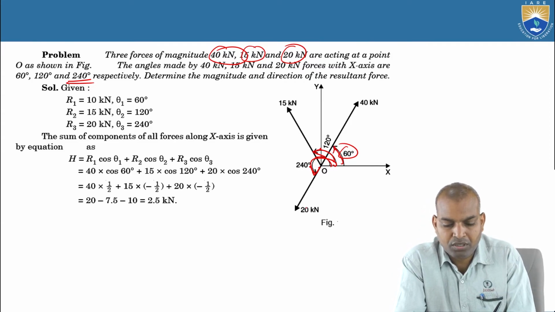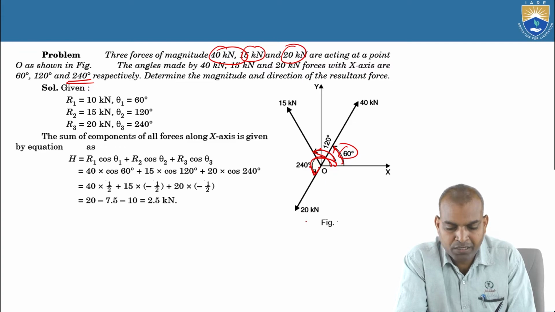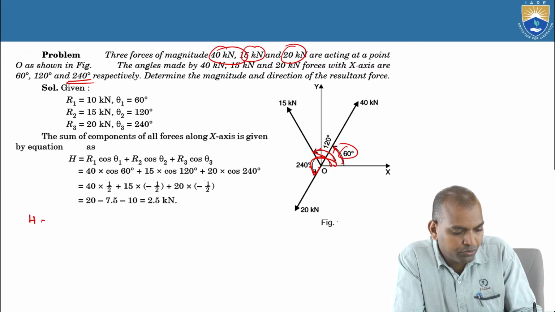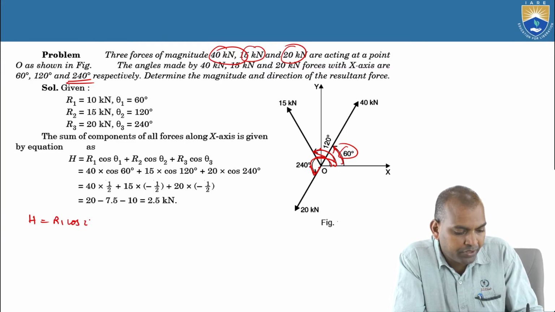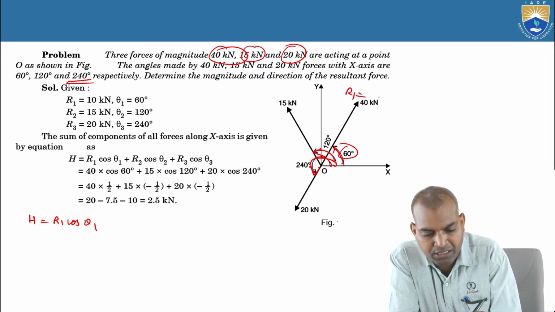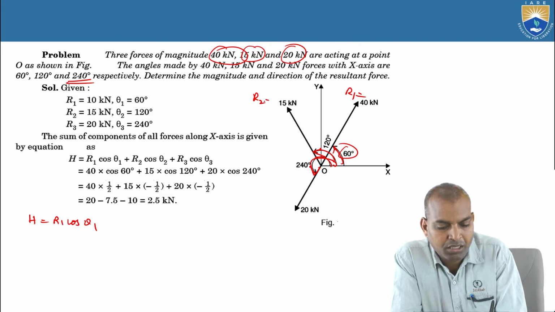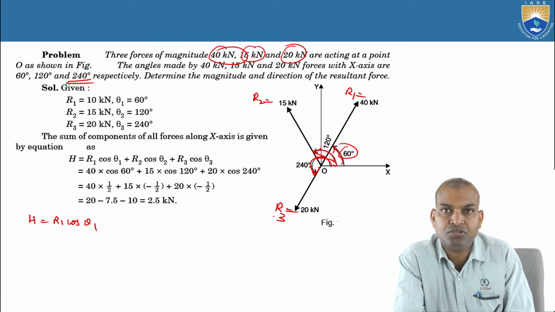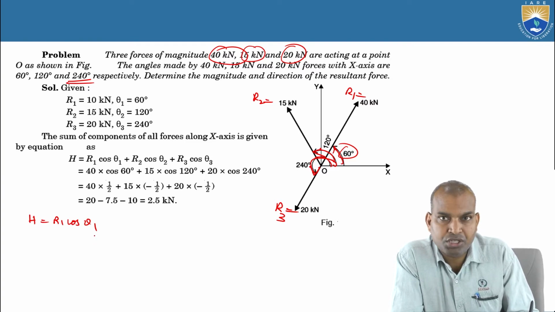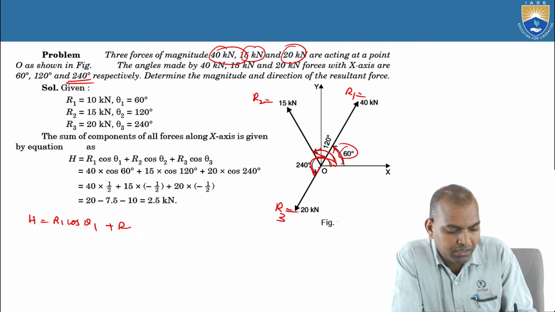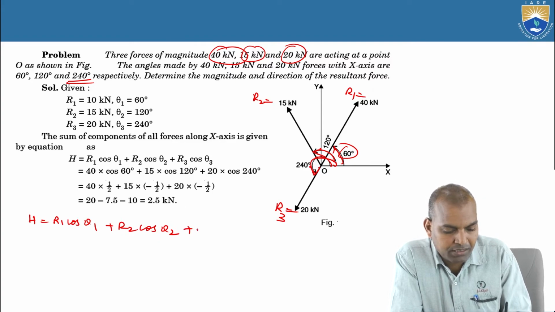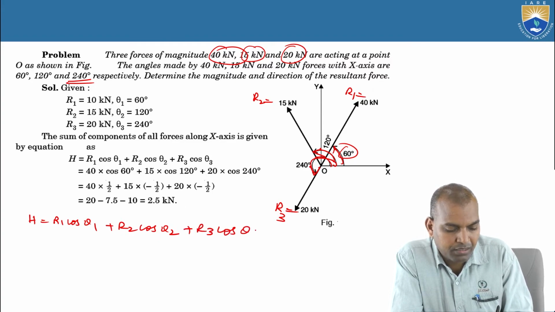So we can apply directly the formula for this methodology, that is H equal to R1 cos theta 1. Suppose R1 is 40 kilonewtons, R2 is 15 kilonewtons and R3 is 20 kilonewtons. H equal to R1 cos theta 1 plus R2 cos theta 2 plus R3 cos theta 3.